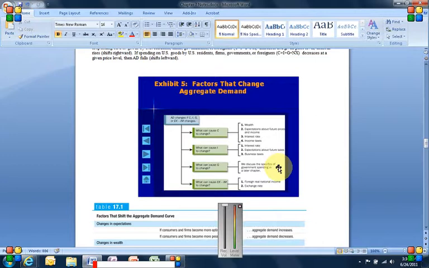The G is very simple. We'll come back to this a little bit later, but essentially if government increases their expenditures, AD shifts to the right. If government decreases their expenditures, AD shifts to the left.